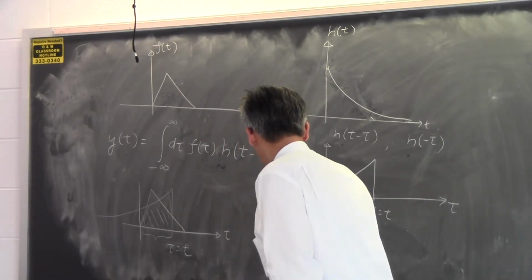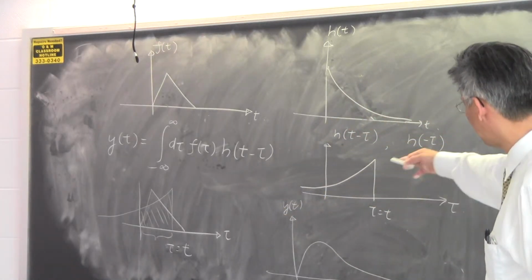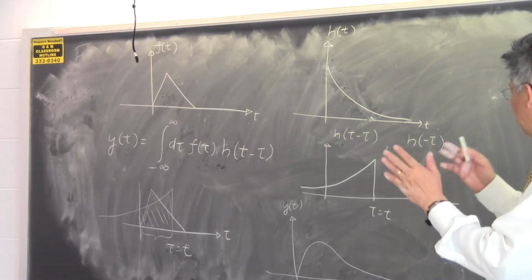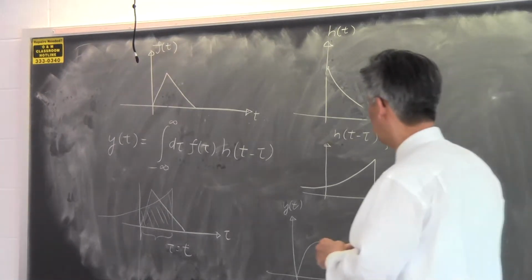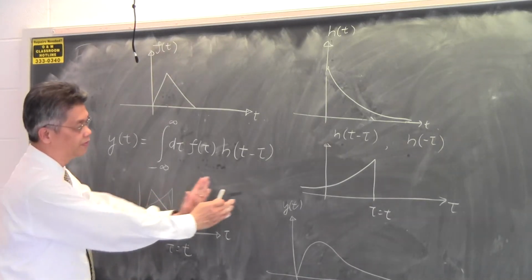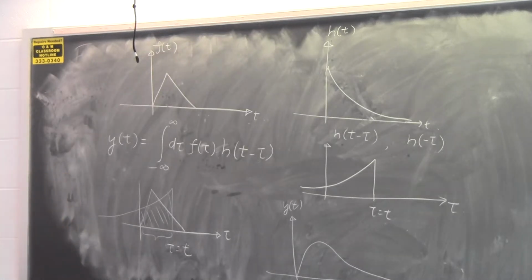When t is less than 0, there's no overlap between them. When t is larger than 0, you start to see an overlap integral, and then the overlap integral picks up, and then when t becomes very, very large, when this thing moves all the way to the right, the overlap integral becomes very small again. So that is the kind of response that you get. Graphically, you think in your head as to what a convolution is doing for you.